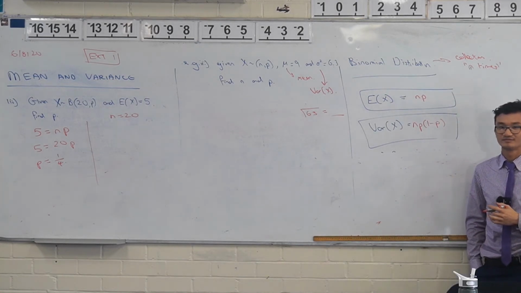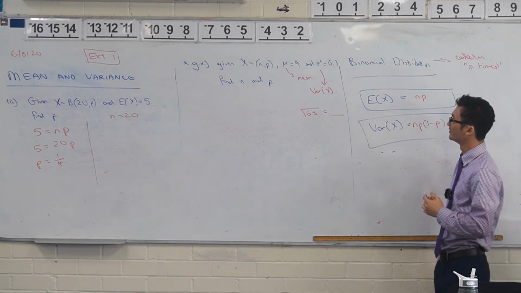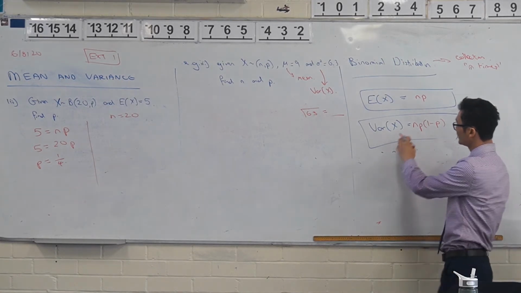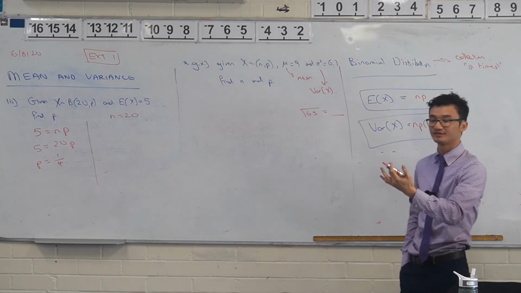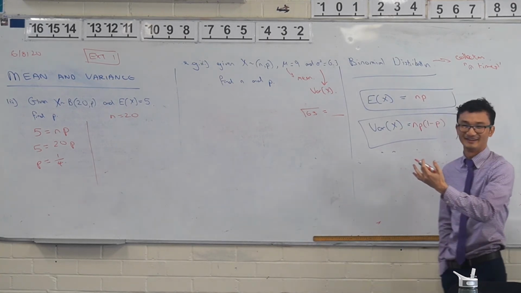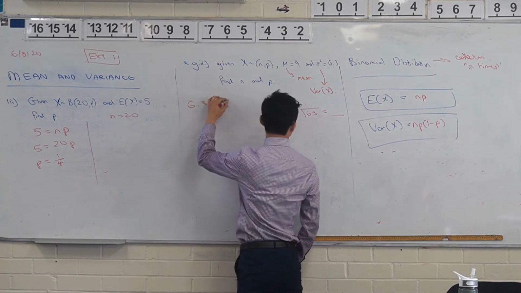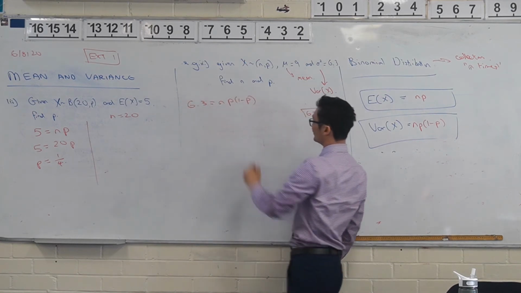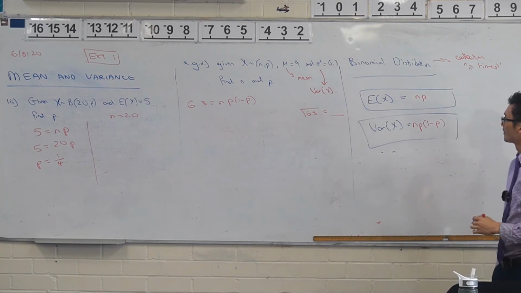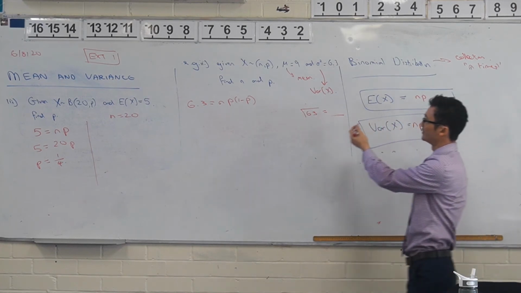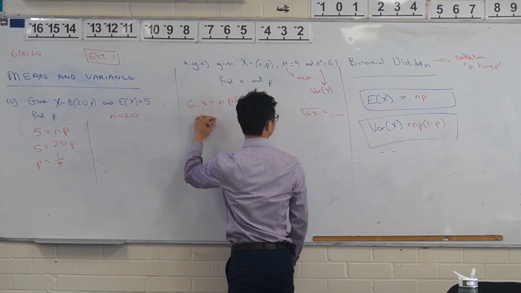Let's just write it in the formula. Yeah? What's the formula? The var equals. Yeah? So the variance, and what is the variance? The var. What is the var? 6.3 is equal to NP(1 minus P). Any other info we got? Yeah, we've got the expected value. So the expected value is 9. So 9 is equal to NP.